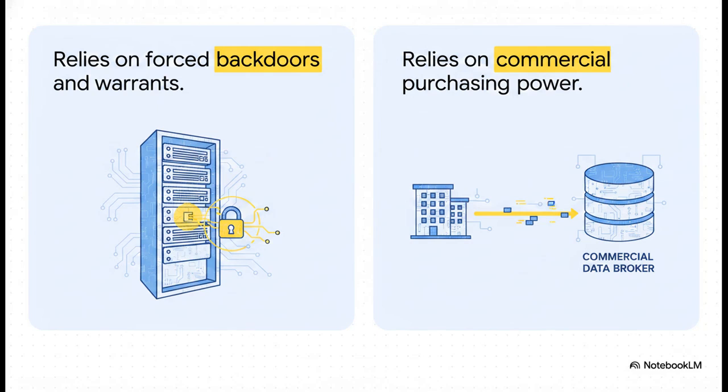So what does this actually mean for us? It means we've effectively swapped out judges and warrants for, well, a credit card. Federal agencies don't necessarily need a warrant to get their hands on your consumer profile. They just use their commercial purchasing power. It's a shopping trip, not a legal battle.